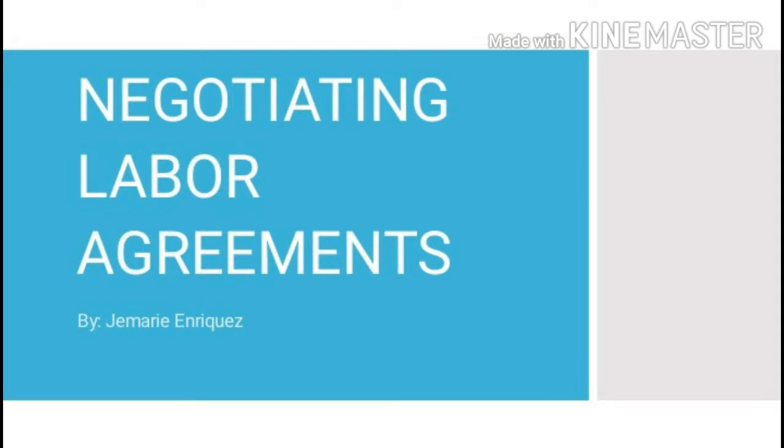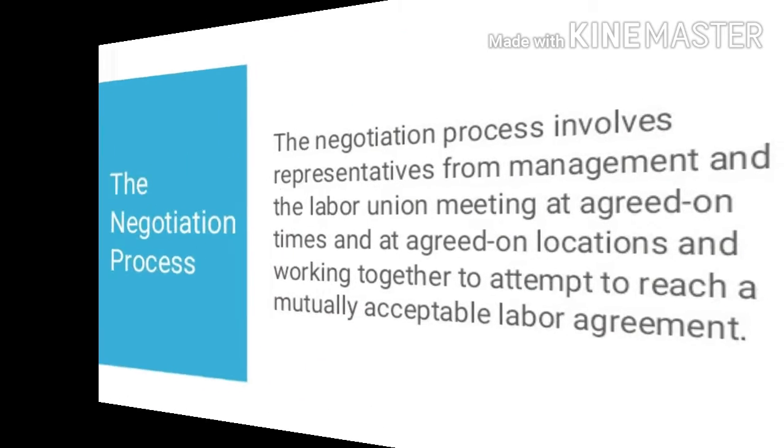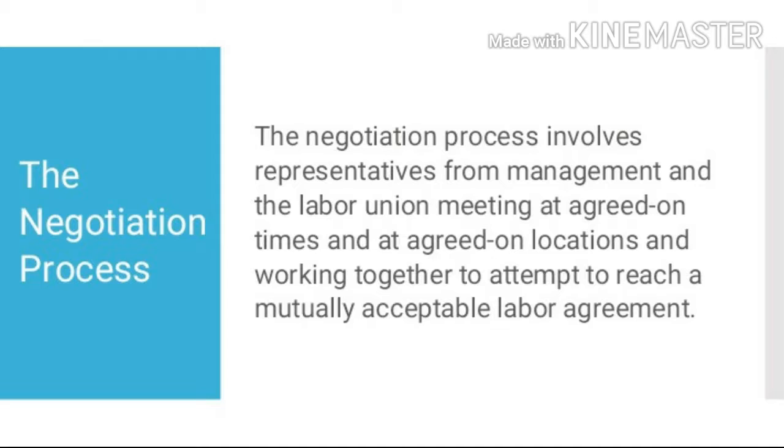After appropriate preparations by both parties, the negotiation process itself begins. The negotiation process involves representatives from management and the labor union meeting at an agreed-on time and at an agreed-on location and working together to reach a mutually acceptable labor agreement. This may be either brief or lengthy.